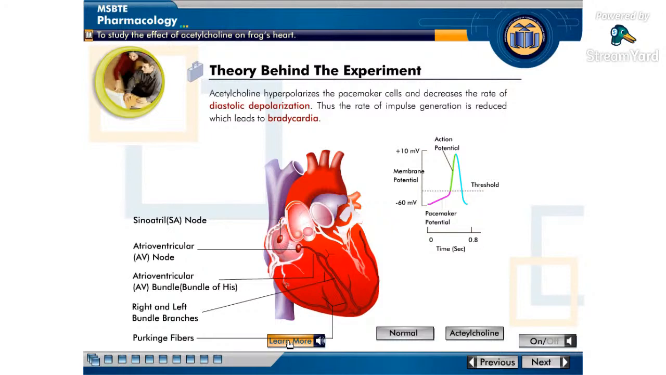SA node is pacemaker of human heart which regulates heart rate. Acetylcholine reduces rate of depolarization of SA node and thereby reduces heart rate. You can see the gap between two action potential peaks is more in presence of acetylcholine.